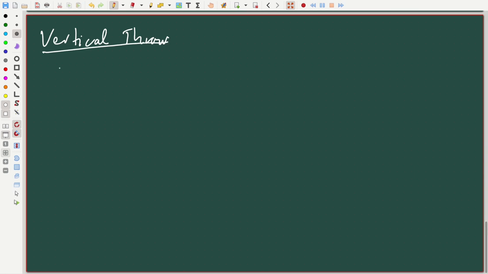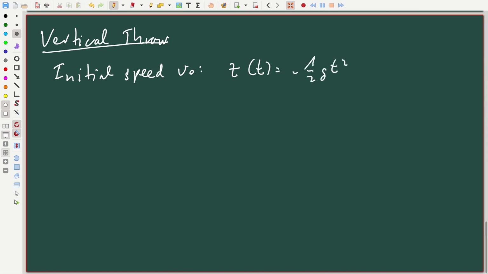So the main difference is that in case of the vertical throw, we have an initial speed v0. So our equation of motion becomes minus 1/2 g t square plus v0 t plus h. Yeah, this is the main difference, and again, this is very important. So let me highlight this once more. And yeah, what does it actually mean?